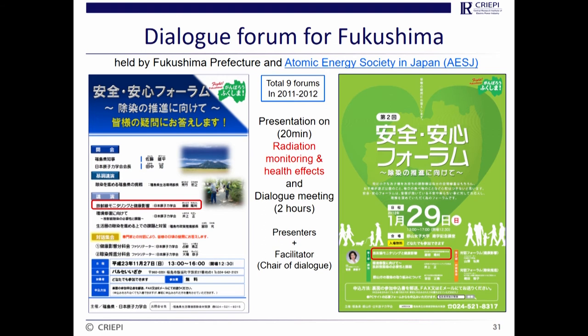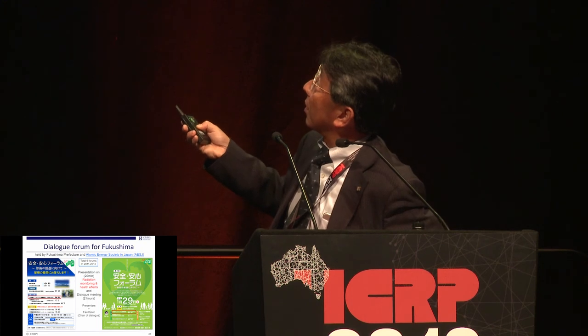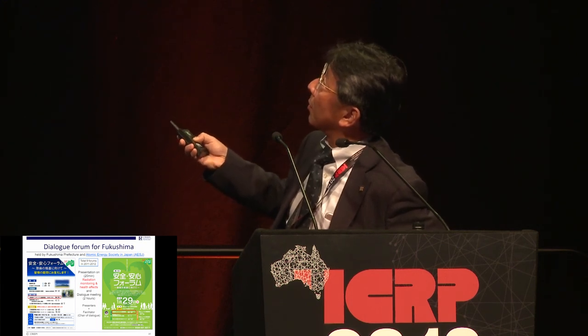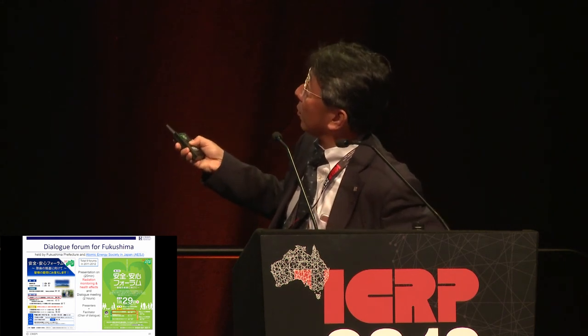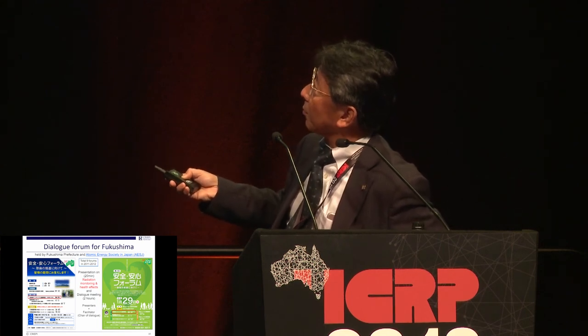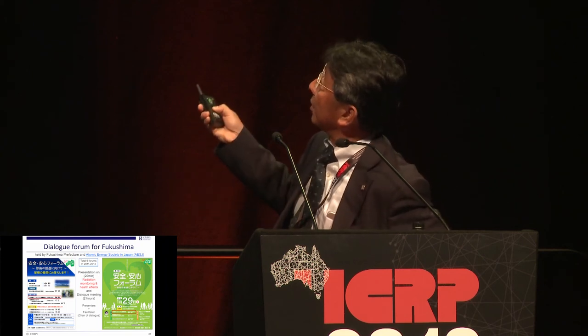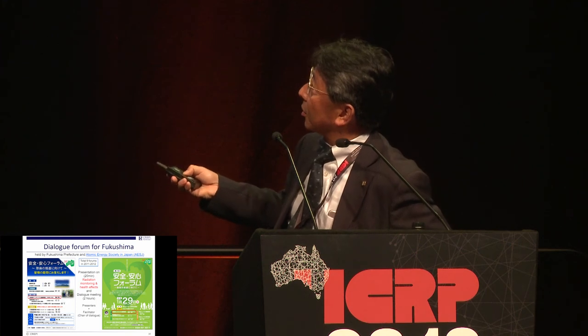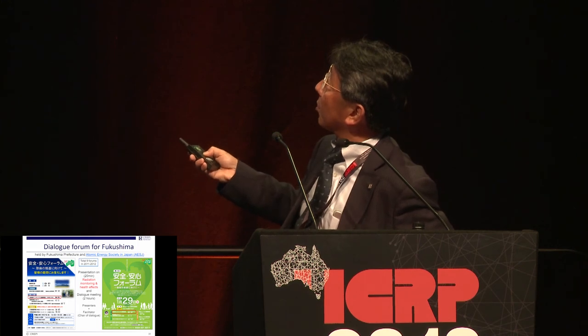per year. This is our experience in the Fukushima area. That was a dialogue forum for Fukushima residents. A total of 9 forums were held by the Fukushima Prefecture and AESG, both organizations. The first speaker is a governor of the Fukushima Prefecture, and the second speaker is the president of the AESG. In that case, the first presenter regarding the radiation monitoring and the health effects is me.